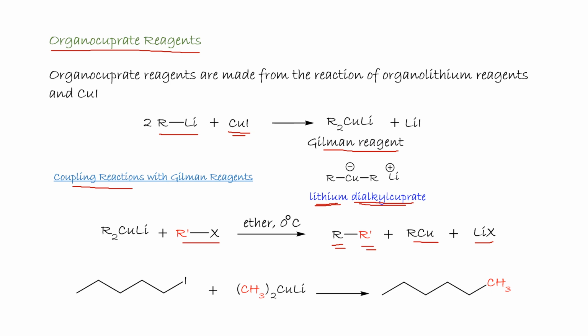For example, if we have 1-pentyl iodide with lithium dimethyl cuprate, it gives hexane, increasing the length of the hydrocarbon. We call it the coupling reaction of the Gilman reagent, and the Gilman reagent is an organolithium cuprate, lithium dialkyl cuprate.